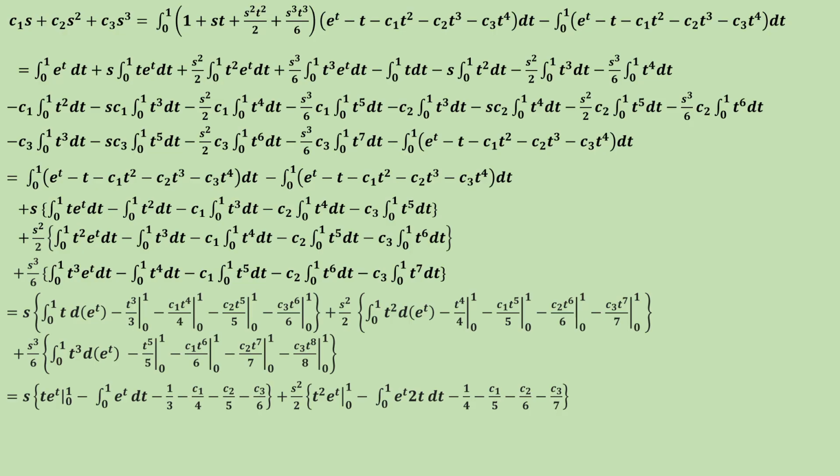Then the s cube by 6 term, so again we are using integral u dv. Here u is t cube and v is e power t, so uv is t cube e power t, lower limit 0, upper limit 1, minus integral v du, integral 0 to 1 e power t, derivative of t cube is 3t square dt. Then for the remaining terms, substituting the upper limits: minus 1 by 5 minus c1 by 6 minus c2 by 7 minus c3 by 8.